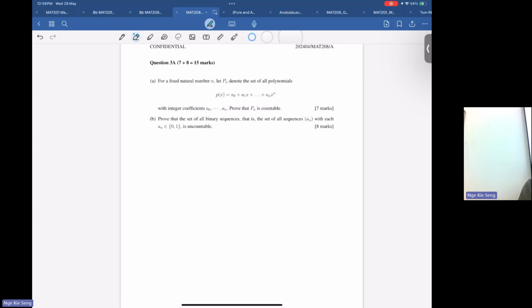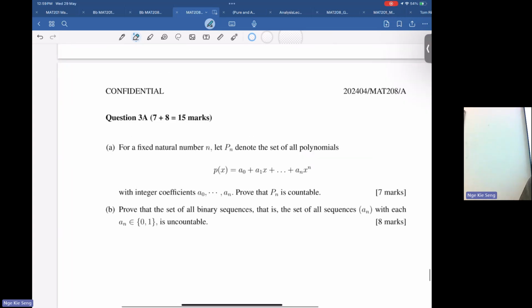3A. How about 3A? 3A is about cardinality. So 3A and B are both cardinality. A is about countable set, and then B is uncountable set. So what is A here? What is this set here? Set of all polynomials of degree n with fixed n already.